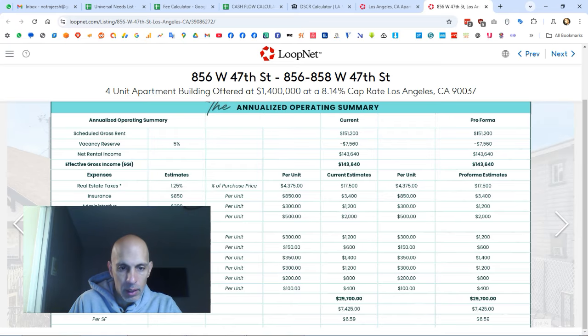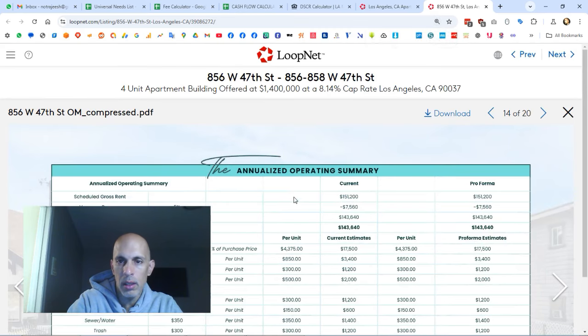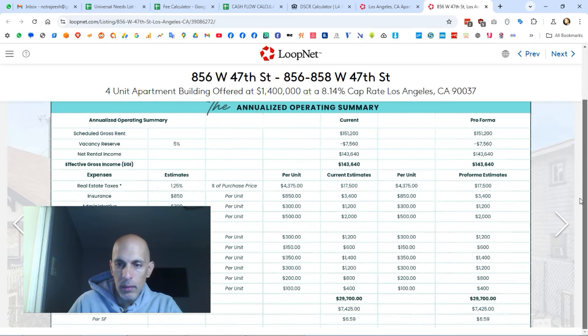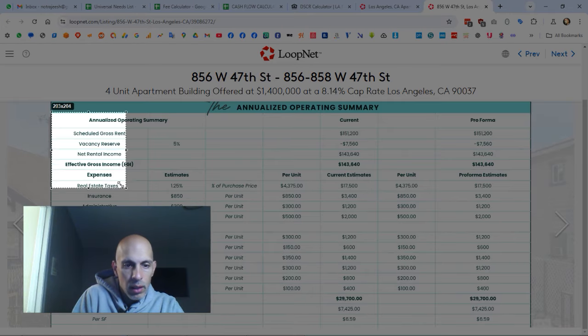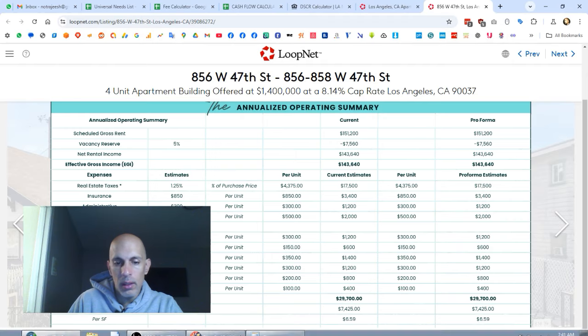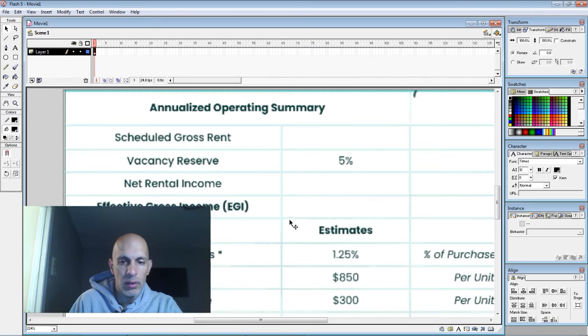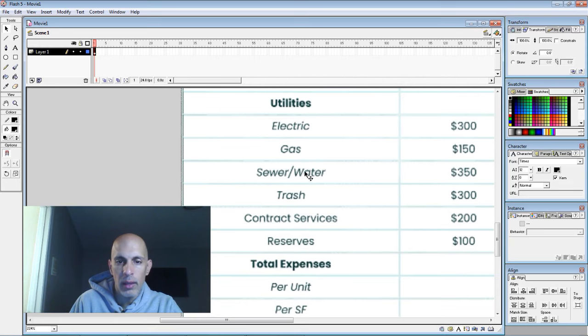And you guys can't see it behind my head. So let's see. No, that doesn't make it any better. But I will do this. I will take a screenshot and paste it here. So now I can move it. So here we have electric, gas, sewer, trash, contract services, and reserves.